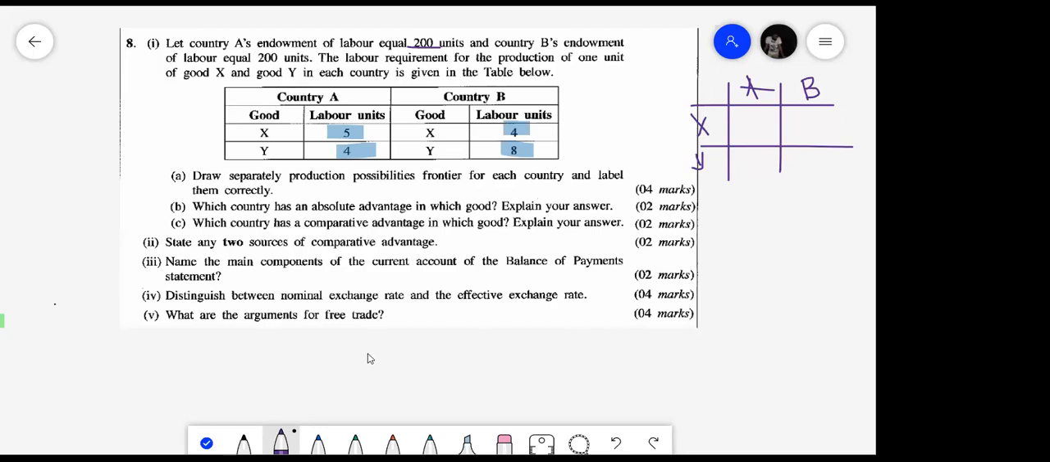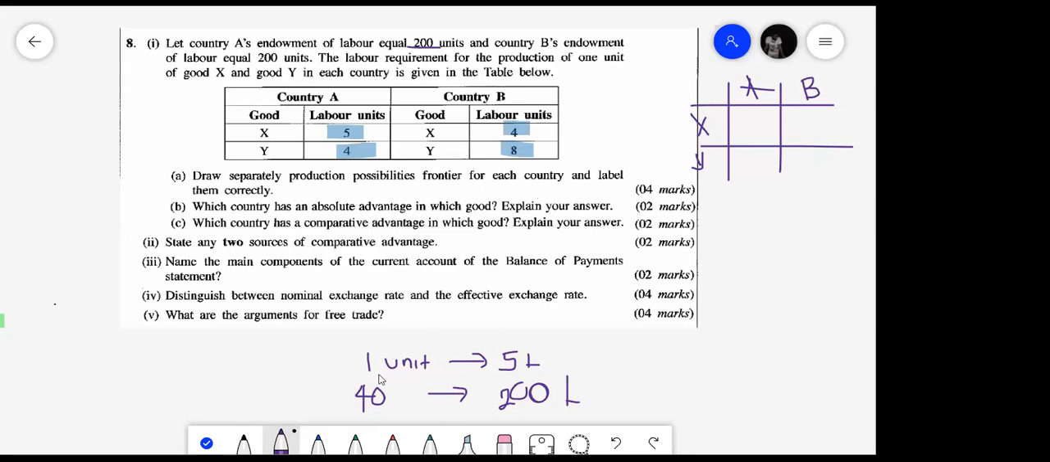To produce one unit of good X in country A, you need 5 labor units, right? So my question to you is, with 200 labor units, if you use all of them, how much of the good can you produce? How do you find it? Simply L, 200 divided by 5. You can produce 40. It's not 1,000. It's not a multiplication, it's a division.